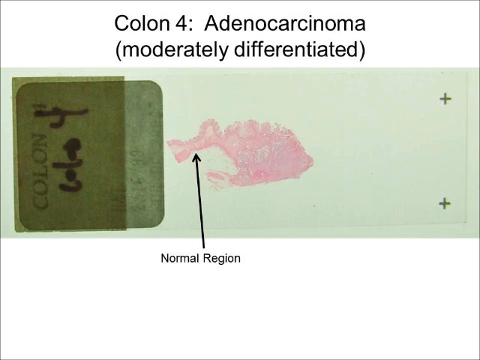The first thing I want you to do is become familiar with the normal structure of the colon wall. For this, I ask that you look at the slide labeled colon 4. As indicated here, there is a small region of normal colon wall. This is the region I want you to look at first. The rest of the section contains adenocarcinoma, but you will examine this later.